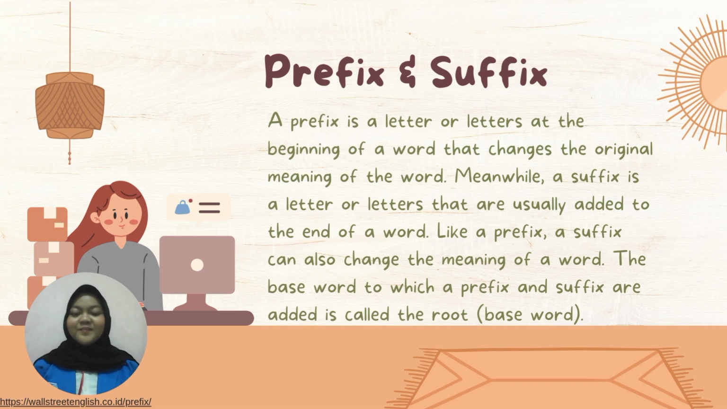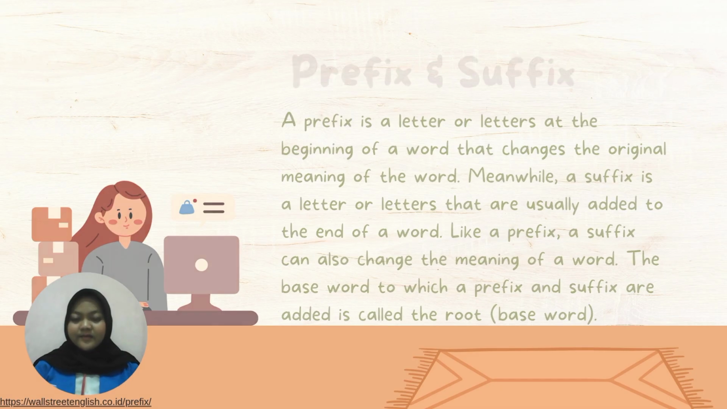Now, let's continue with prefix and suffix. A prefix is a group of letters added at the beginning of a word to change its meaning. For example, un means not, like in unhappy, and re means again, like in rewrite. Meanwhile, a suffix is added at the end of a word to form a new word or change its part of speech. For example, full means full of, like beautiful, and less means without, like hopeless. So, by using prefixes and suffixes, we can easily create new words and understand their meanings more clearly.